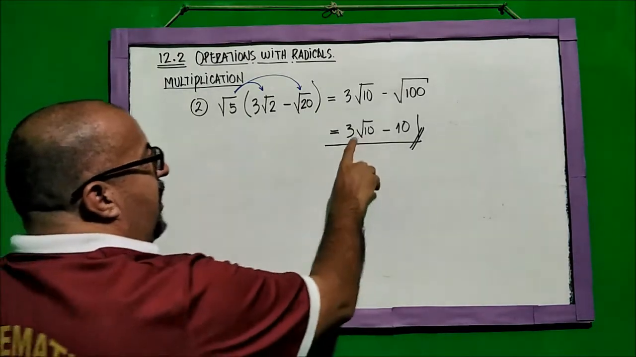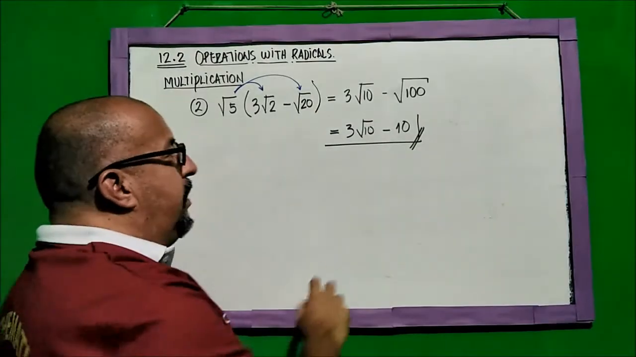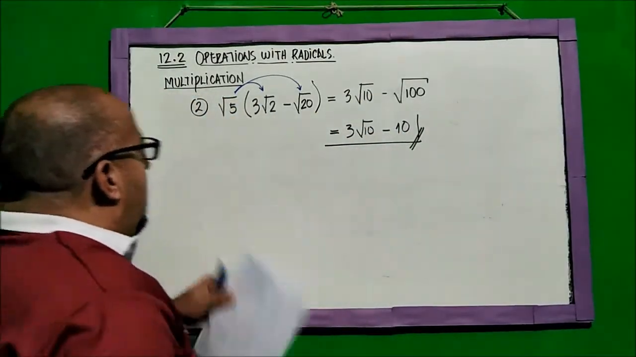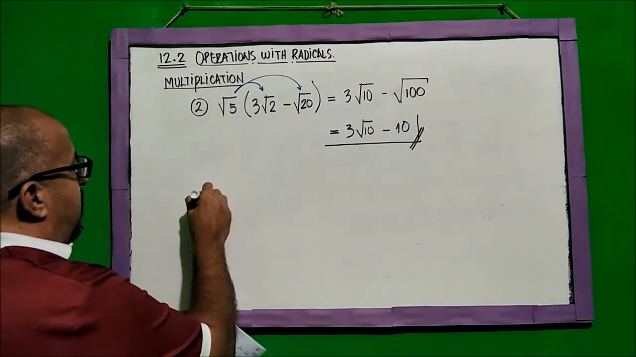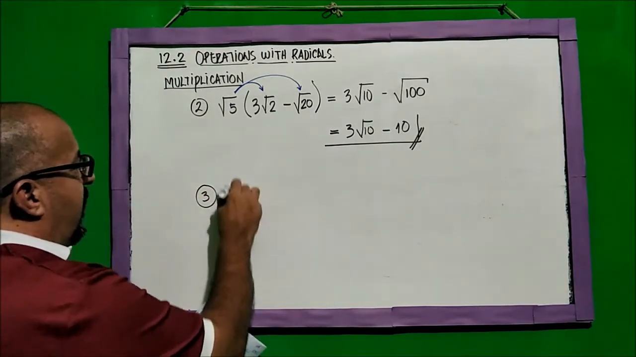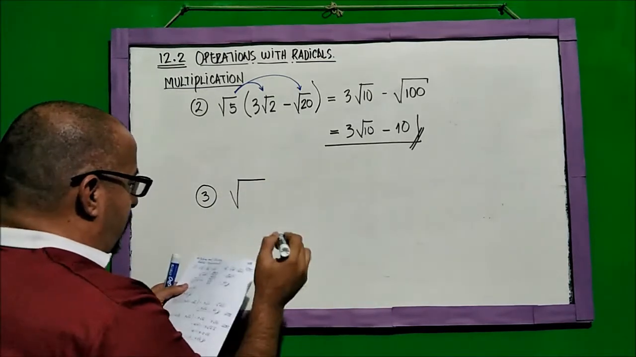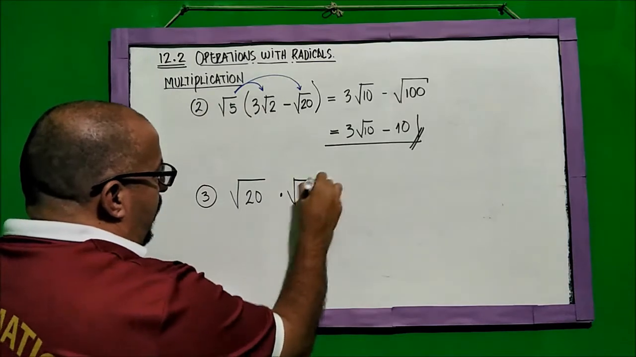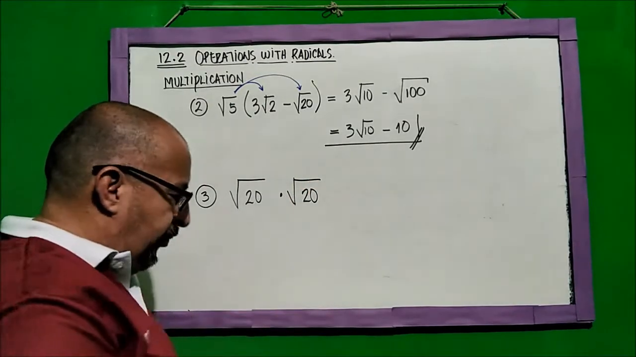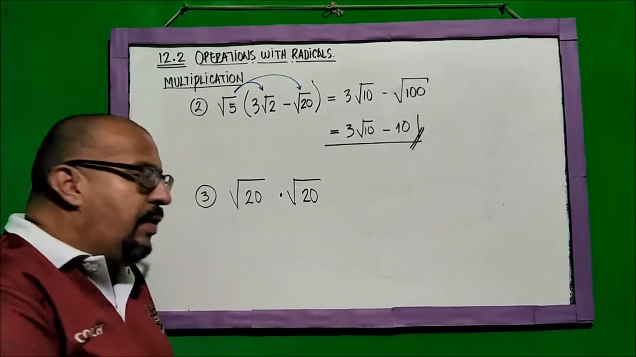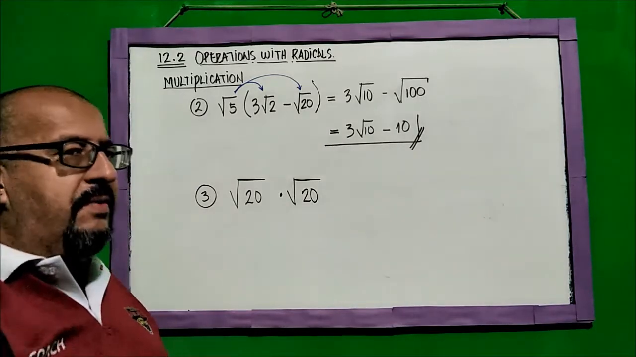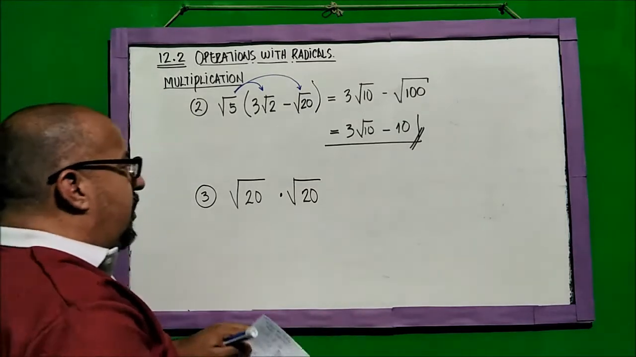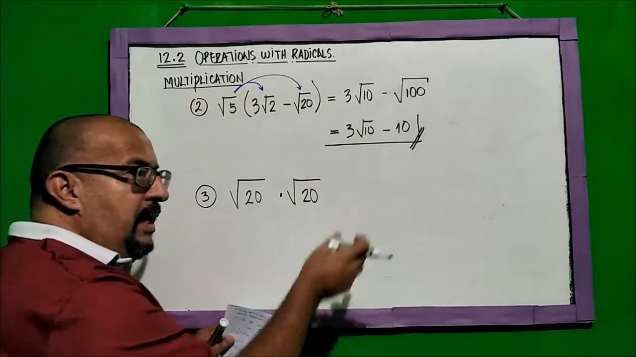And also remembering that these two numbers cannot be combined because one contains a radical and the other one doesn't have it. A third example will be when we have, for example, this situation here. Square root of 20 times square root of 20. If we check, what we are going to multiply is two square roots that have the same elements, 20 and 20. So I can go and multiply 20 by 20 and the answer will be 400.